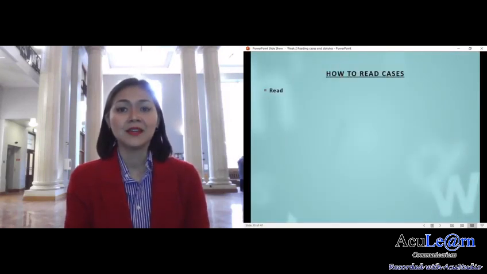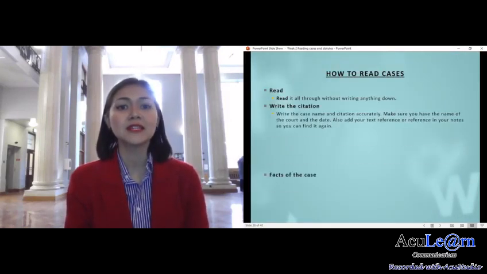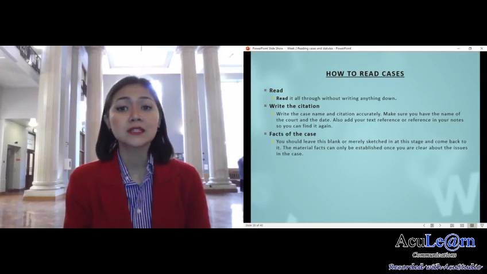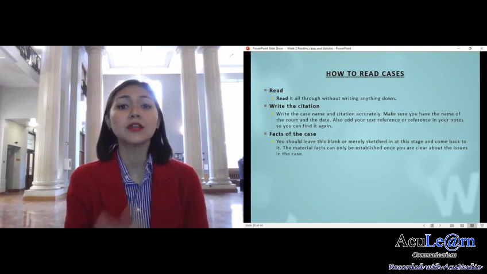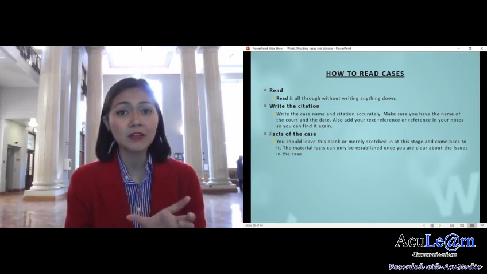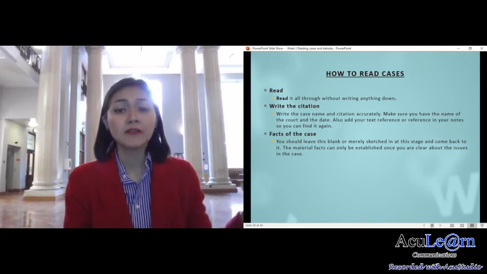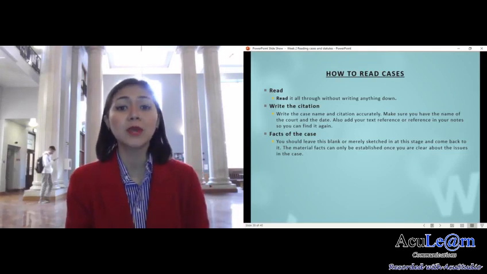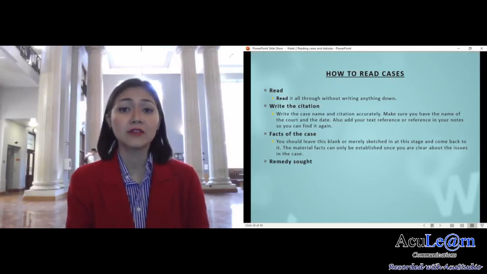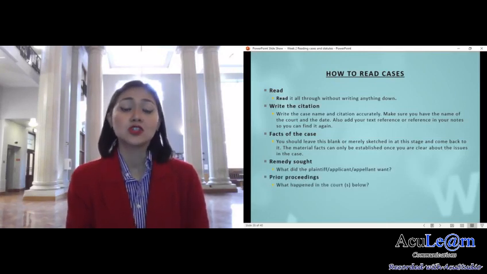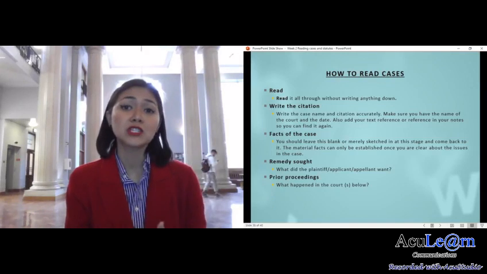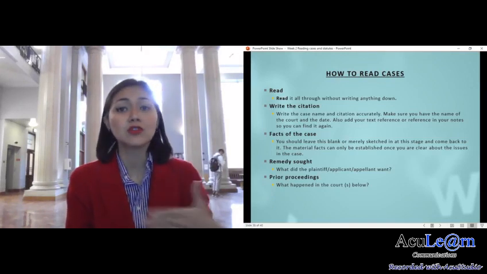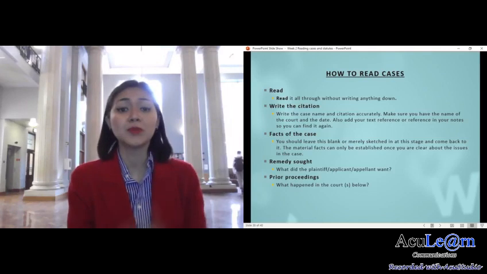Alright, so how to read cases. These are the tips. You need to skim through everything first and understand what the summary is about, then you write the citation properly, the name of the case, followed by year, volume, the law reports, and page number. Then you also need to be able to highlight the facts of the cases and understand what the remedies sought by the parties are. It's good if you can understand the prior proceedings of the case if the case that you're currently reading is at the Supreme Court level.